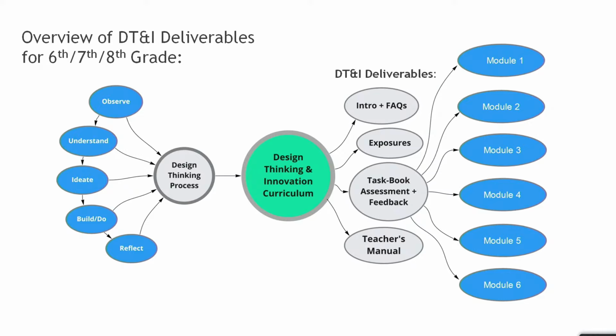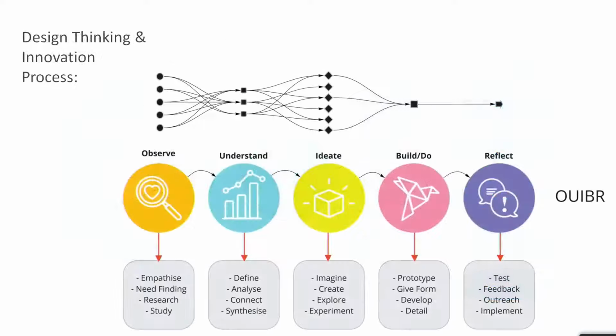And at the end of it, they actually give feedbacks which can go on to improving what we do in the next year. And of course, the end is the teacher's manual, and they become the different modules in a particular grade. So this is an overview of it. So this is the design thinking process.